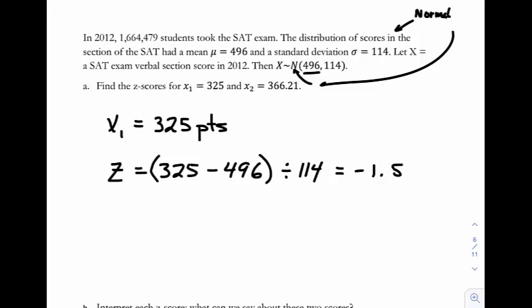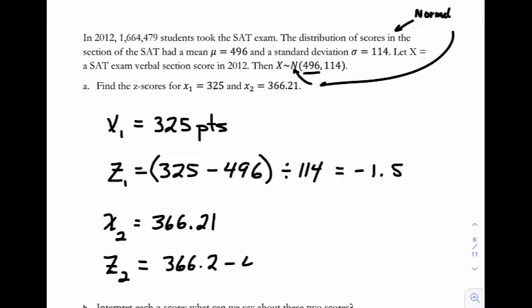Let me just jump over here for x2. Someone scores 366.21 points. So then easily z, I'll call that z2, and the other one z1. z2 would be equal to that number, 366.21, minus the mean, 496, and then divide that by, again, the 114 points. And then we'll convert that to z.